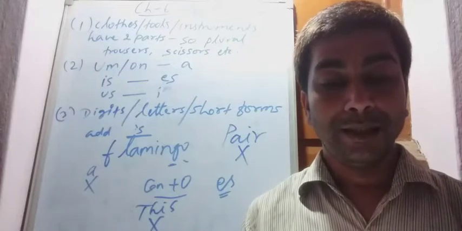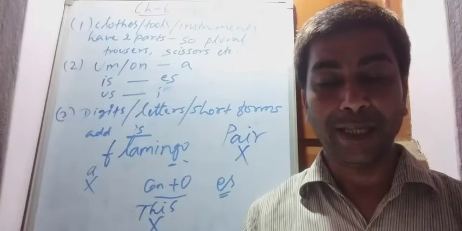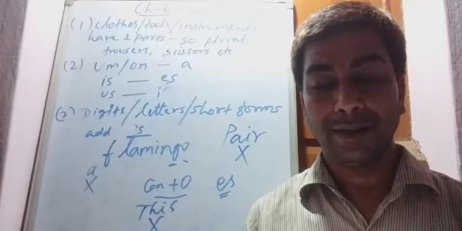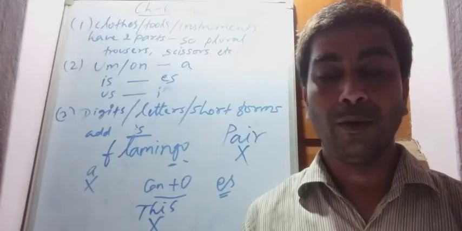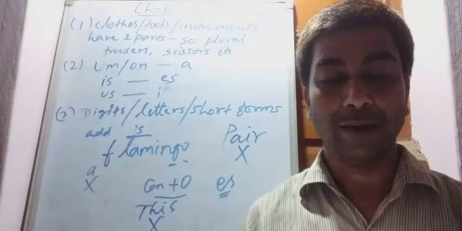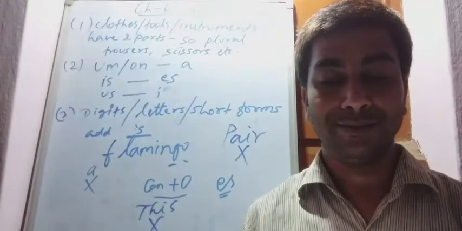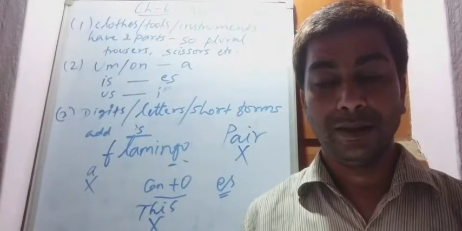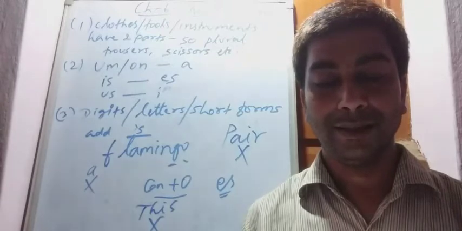Number 7: The remains of the picnic. Remains is plural, so plural: were. The remains of the picnic were. Cross was.